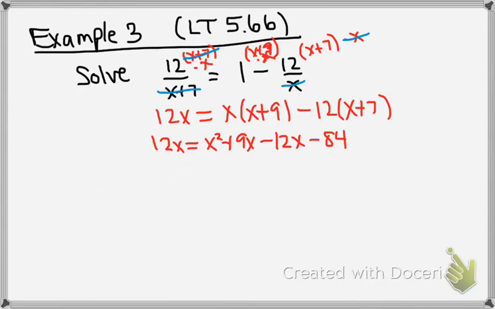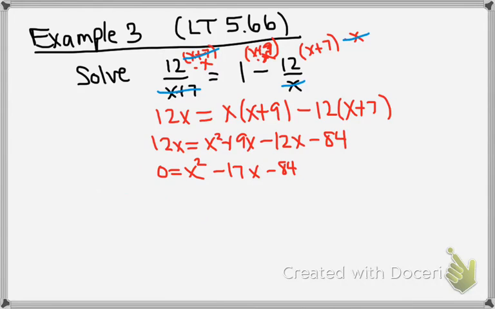And since there is an x squared, we need to get everything on one side. So I'm going to subtract this 12x over, so I get 0 equals. And in that same process, I'm going to combine all my like terms. So I have 9x's minus the 12x's, then minus another 12x's from the left side, giving me minus 17x, and then minus the 84.